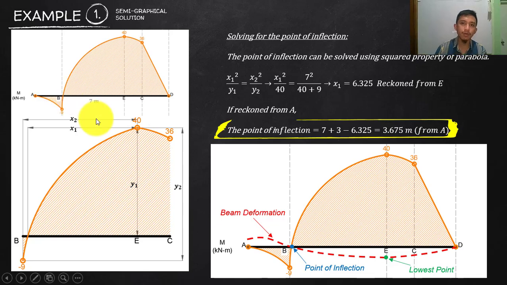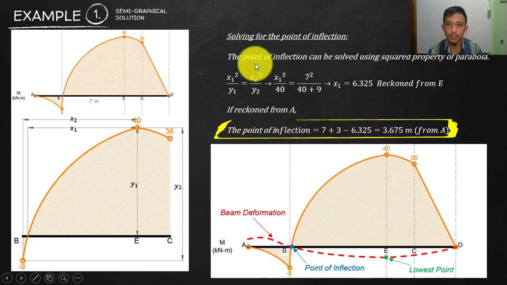We solved using the equation a while ago, that is 3.675. That is just after B. If we try to magnify, let's zoom this part. This is your B here, that is just the zero moment, just after B. So that's why your value a while ago using the equation is 3.675. But let's forget that we know that one. All we need to do is calculate that one.